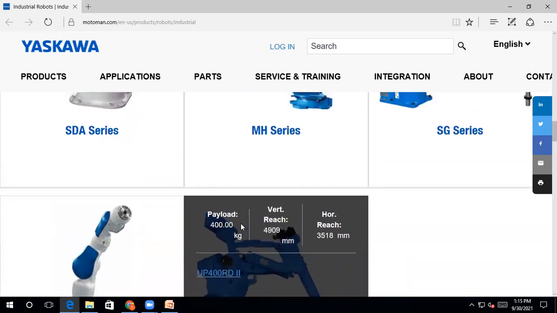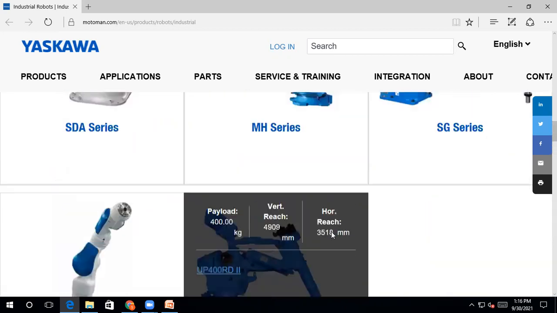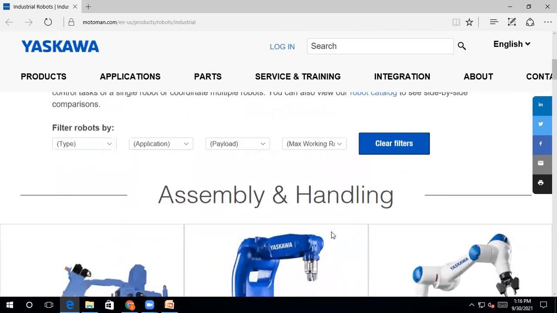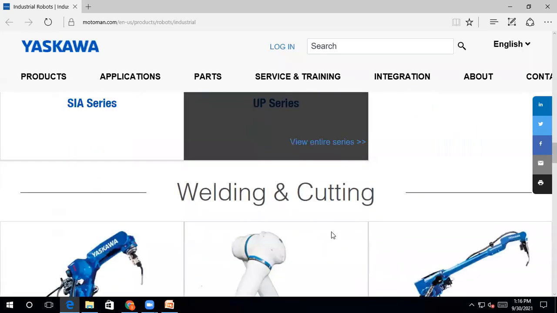Next is the UP series, UP 400 RD2, payload 400 kg, vertical reach 4909 mm, horizontal reach 318 mm. Now these are the robots which are used for assembly and handling purposes.